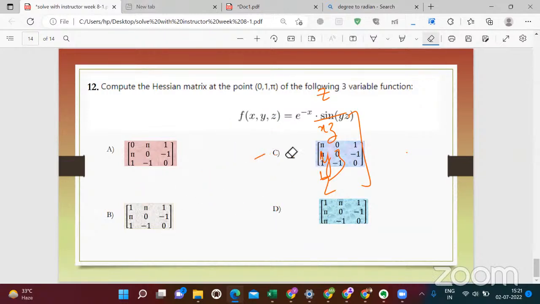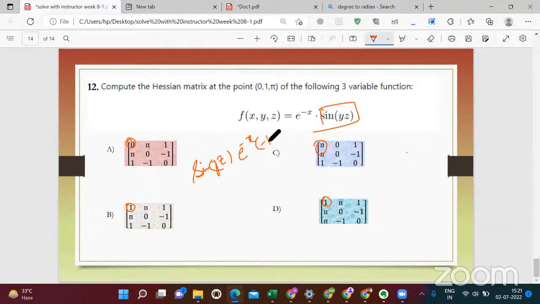So you'll get the first value. It will be, okay, the first value should be at 1, 1, 1 or 5. Okay, so the first value, you'll just take this. This will be of some constant sine of yz. You will get e to the power minus x and minus 1. And again, if we differentiate it, we'll make it positive, right? And now we have to put in the value 1, 0, 1 pi. So 1 pi sine pi. What is the value of sine pi? 0. So from here itself, we'll get A as the option, right?